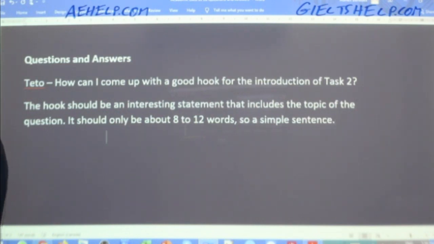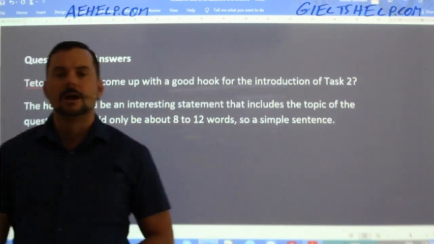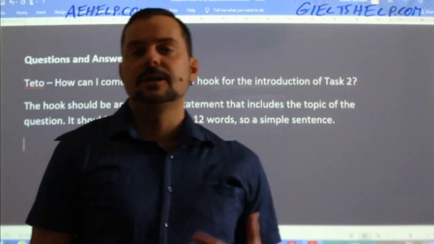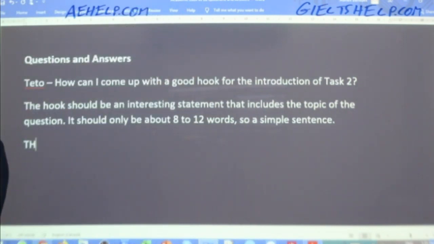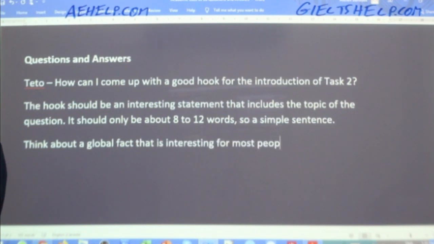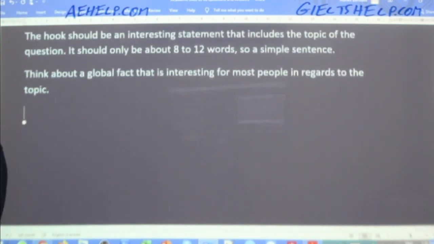Now, to come up with a good hook, think about an interesting global fact, Tito. Okay, and I see lots of questions. That's great. So think about a global fact that is interesting for most people in regards to the topic. Okay, so the topic in yesterday's task 2, Tito, was parenting strategy.